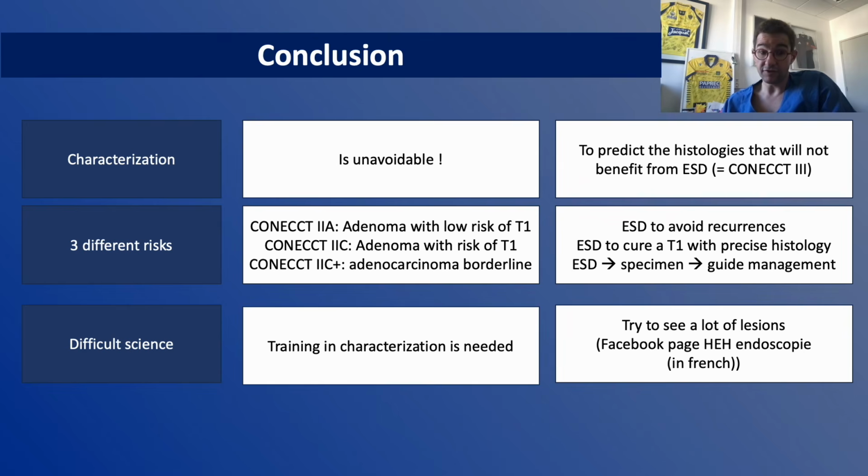Characterization is a difficult science and training is needed. Artificial intelligence nowadays is not available for this kind of gray scale of the neoplastic lesion. The only thing that AI is able to do for the moment is to differentiate hyperplastic from the other lesions, but absolutely not to say to you it's an adenoma, it's a shallow cancer, it's a deep cancer. And the best way probably to be trained is to see a lot of lesions.